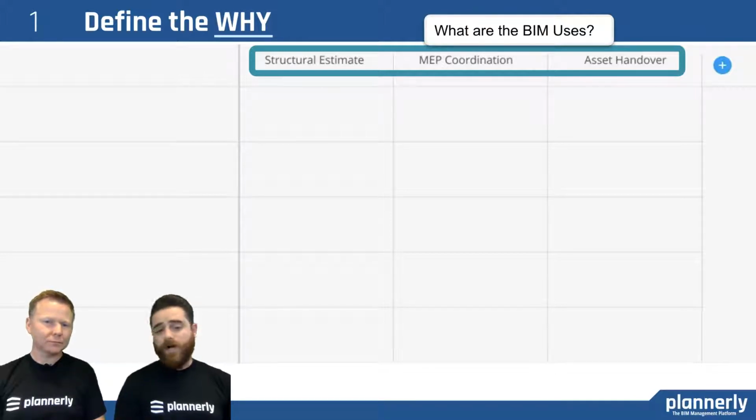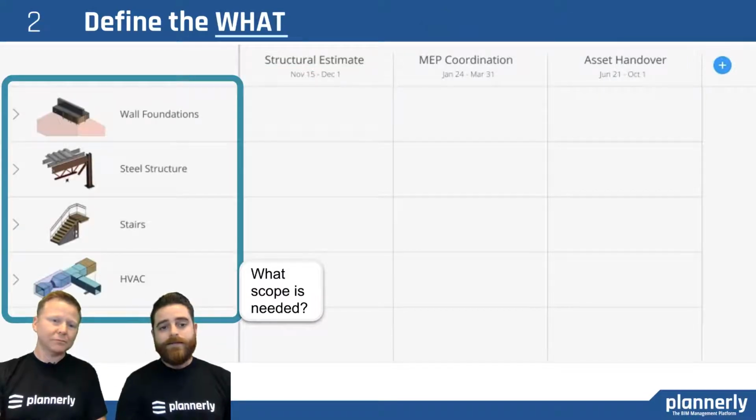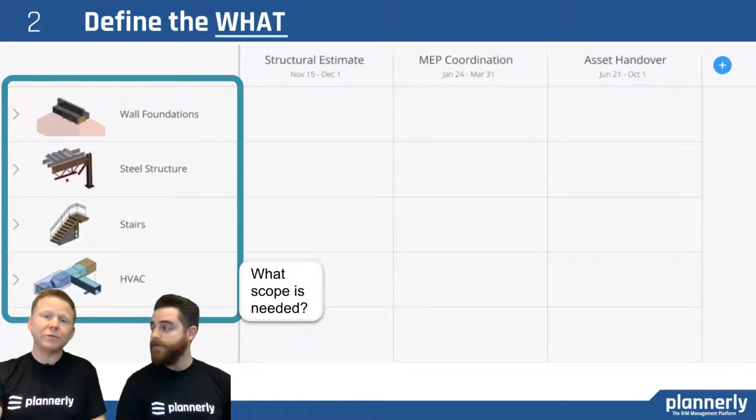If we have a complex design in this building, then we might want MEP coordination to make sure we find enough constructability issues before we get on site. Then, once we define the why, that'll help us answer the what. Now, what scope is required to do the structural estimate? Is it wall foundation, steel? How much depth do we get into the elements? Do we need reinforcement, for example?